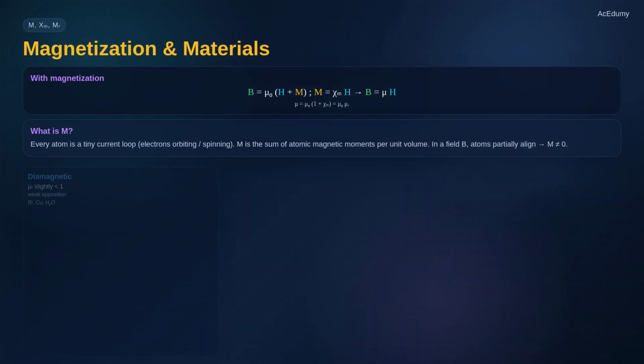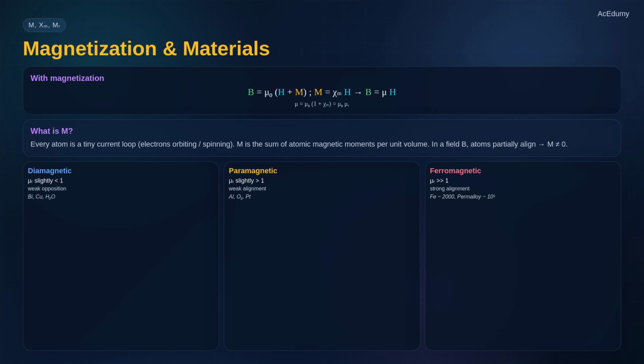So far, we've put currents and loops inside an external field. What happens when the field is inside a material? Every atom has electrons orbiting and spinning, so every atom is a tiny current loop with its own magnetic moment. Usually these point in random directions and cancel out, but in a field B, they partially align, and the sum per unit volume is called the magnetization M. With M around, the relationship B equals mu0 times H picks up a new piece. B equals mu0 times the quantity H plus M.